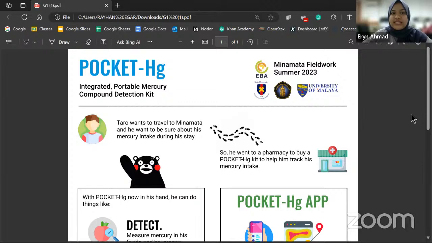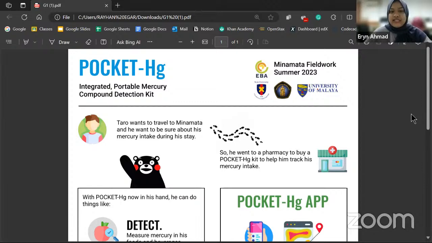One of them is the Pocket HG, or Pocket Mercury. This is more like an integrated portable mercury compound detection kit. As we know, when we came to Minamata, we were aware that this kind of technology might be hard to develop, but we have some theory that we can actually help to cope with the problems. The idea of this one, I'm trying to explain as a beginner, for example, a traveler or a friend coming from outside of Japan, or maybe a local, who wants to use this kit.